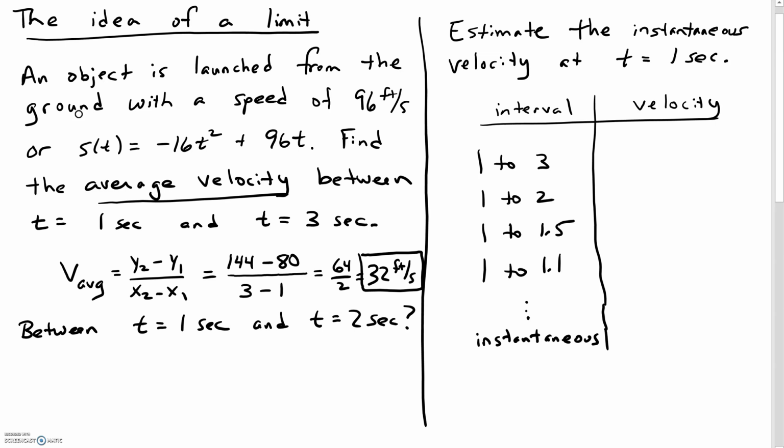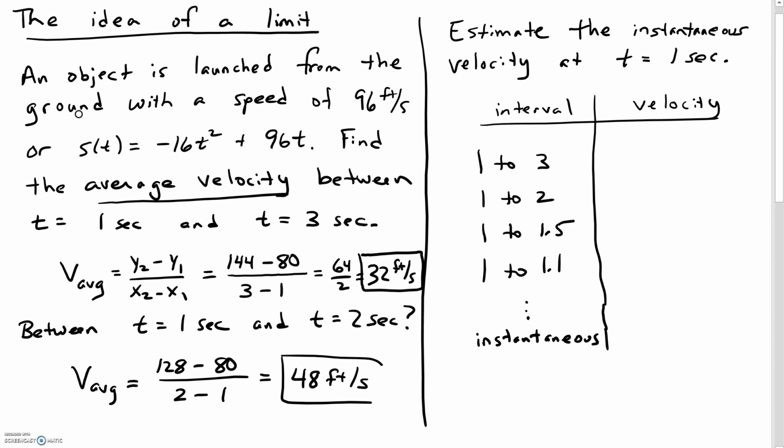Well, let's do that again. This time, let's look at from 1 second to 2 seconds. So finding our average velocity at 2 seconds and 1 second. If we plug in 2, we get 128. Notice we've already plugged in 1. That's still 80. And if we clean this up, and you might need to pause the video to check my calculations, we get 48 feet per second.